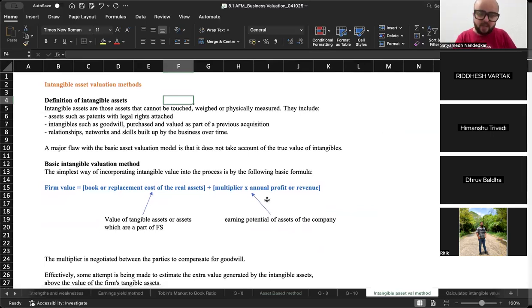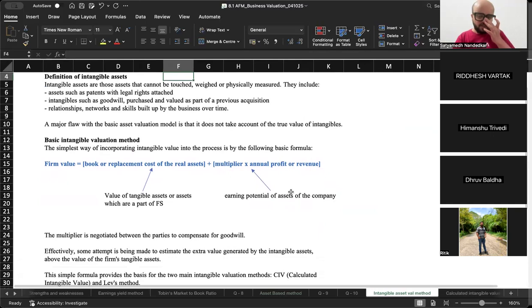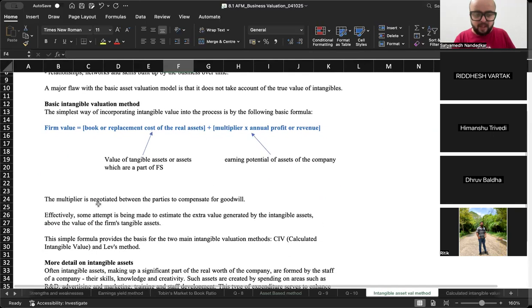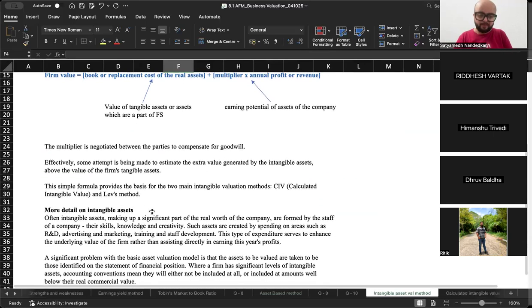यहाँ पे what you do is you take the book or replacement cost of real assets plus multiplier into annual profits or revenue. ठीक है. Now what is this? This is earning potential of the assets of the company. The multiplier is negotiated between the parties to compensate for goodwill. Okay.